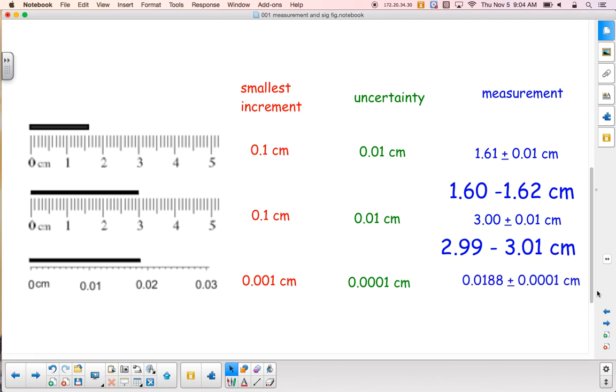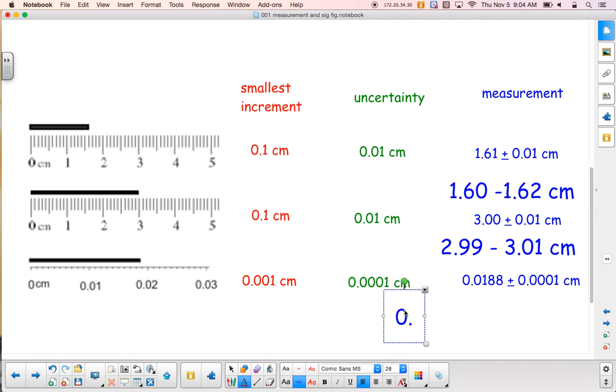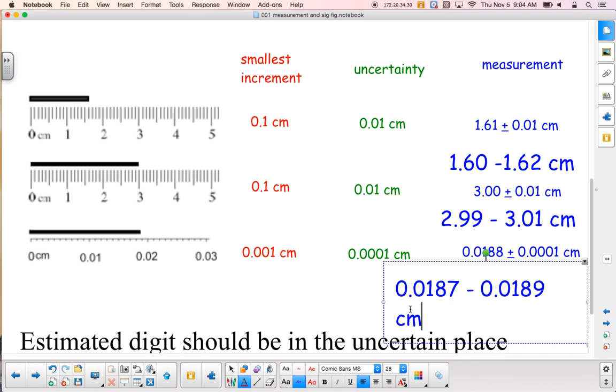My final stick has a size of 0.188 plus or minus 0.0001 centimeters. Again, meaning that my stick has sizes ranging somewhere between 0.0187 all the way up through 0.0189 centimeters. So we end up with a range that represents the size of our stick.